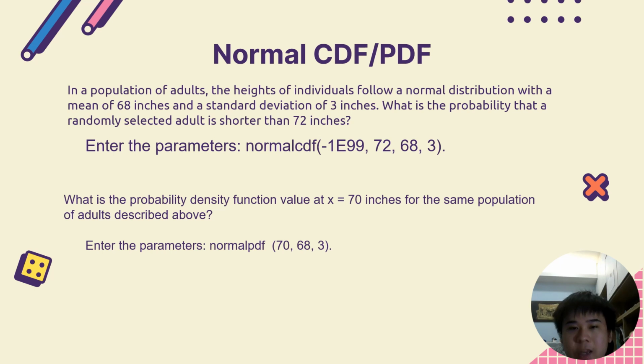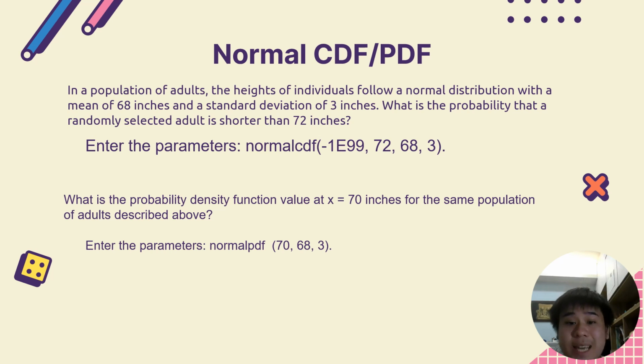Sometimes on the test, you can just leave your answer like this. Just type normalcdf alongside the variables. Sometimes you need the answer, sometimes you don't. So for PDF, let's look at the question. What is the probability density function value when x is equal to 70 inches for the same population of adults described above? You see the difference?